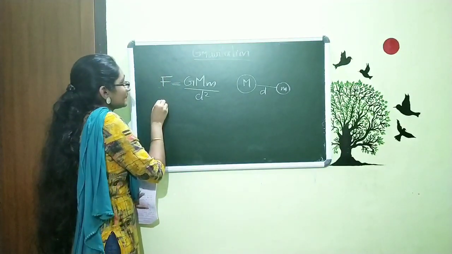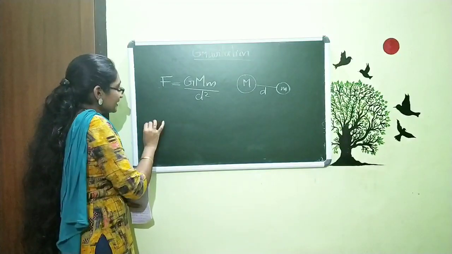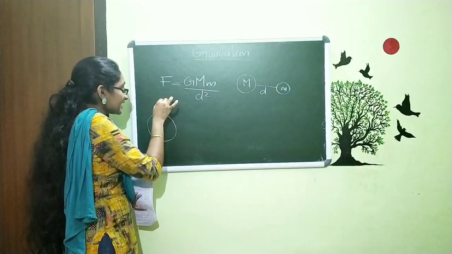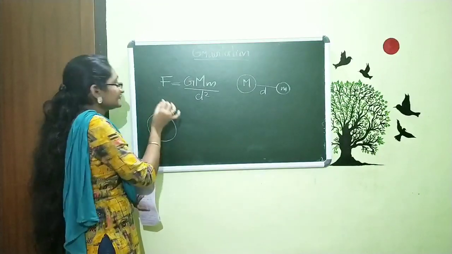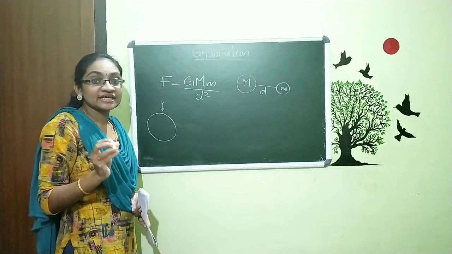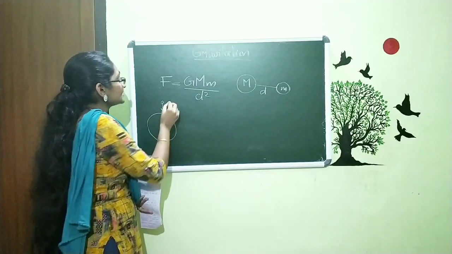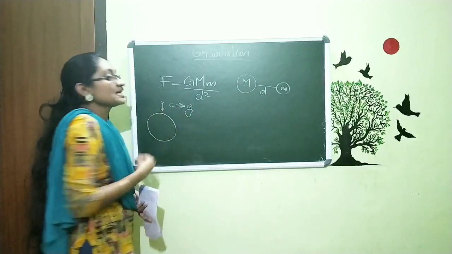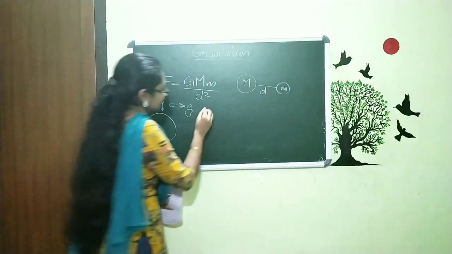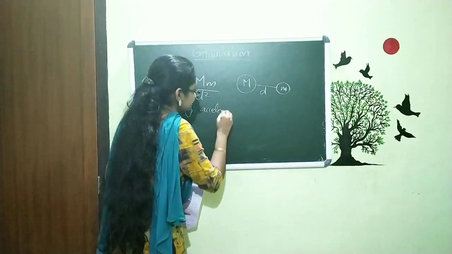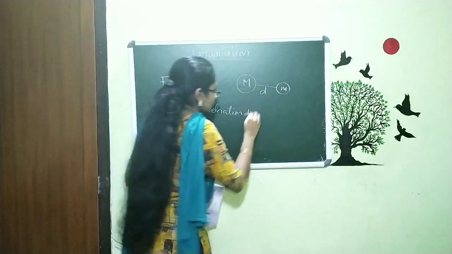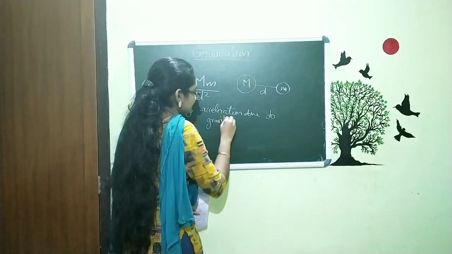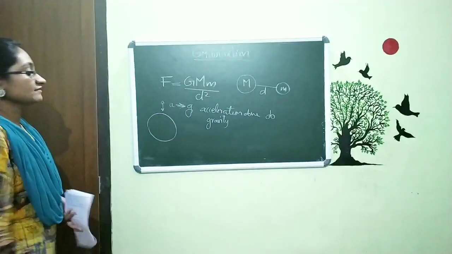Then we discussed a certain type of acceleration. When an object is attracted towards the earth, this object has a certain acceleration, and that acceleration we call g, the acceleration due to gravity.